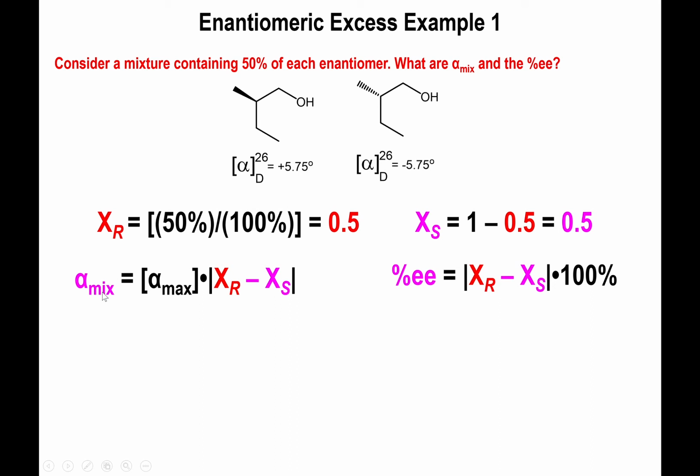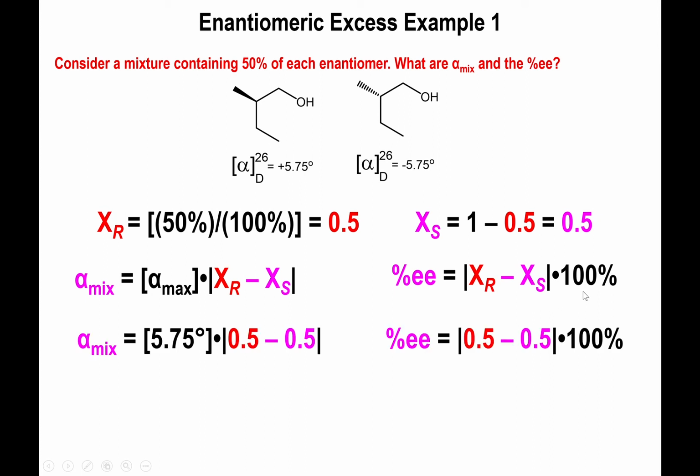Okay, now looking at the formulas, the observed rotation for the mixture is going to be the maximum rotation times the difference in the mole fractions. And the percent EE is going to be the difference in the mole fractions times 100%. In the case where you have 50% of each enantiomer present in your mixture, what you can see right here based on the mole fraction differences is that you're going to get 0, right? Because 0.5 minus 0.5 is 0. Doesn't matter what you multiply by it. 0 is always going to be 0, right?